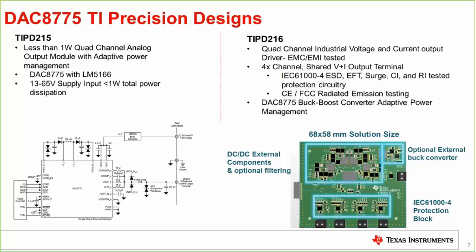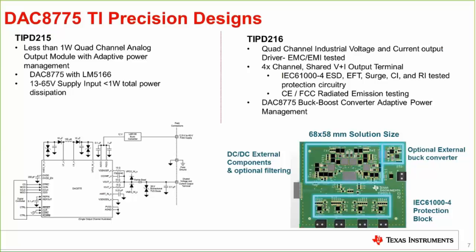This is basically where these pair of TI designs come in. So utilizing the buck converter called the LM5166, which is a high efficiency light load, relatively speaking, buck converter, we can take a 12 to 40 volt input field supply and buck it down with about 93 to 95% efficiency to a 12 volt supply where the DAC8775 is most efficient.